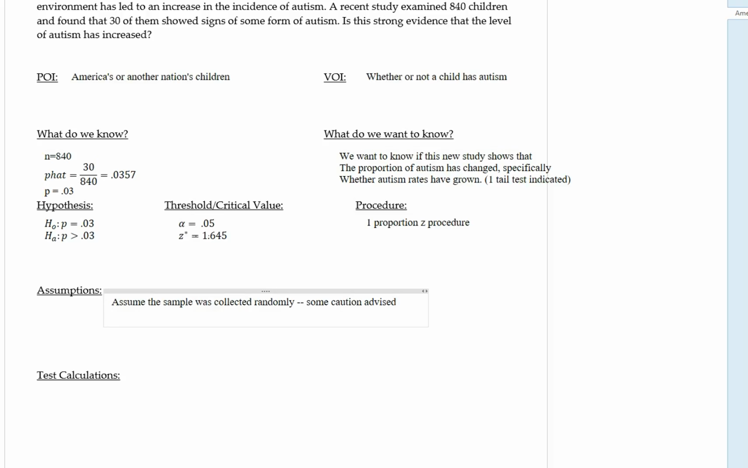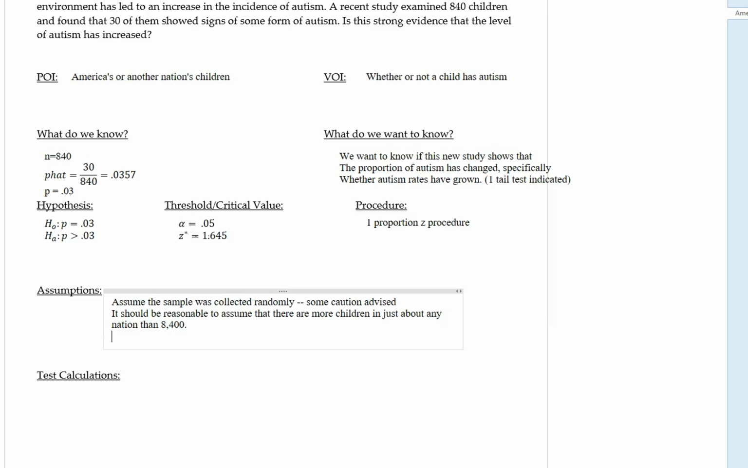So I'm going to say, yeah, it should be reasonable to assume that there are more children in just about any nation, whether we're looking at America or somewhere else, than 10 times that 8,400. So we're definitely good to go there. So we got a little bit of caution on the randomization, but hopefully these researchers know something about statistics and collected their sample randomly.